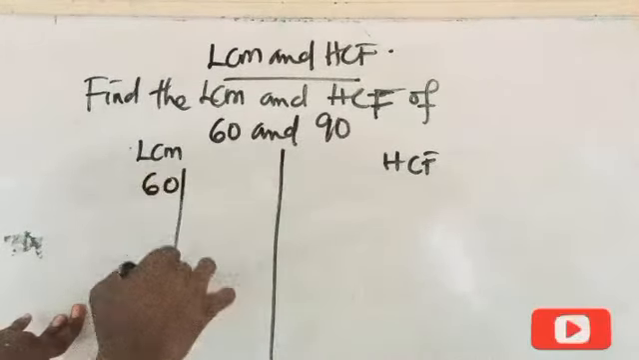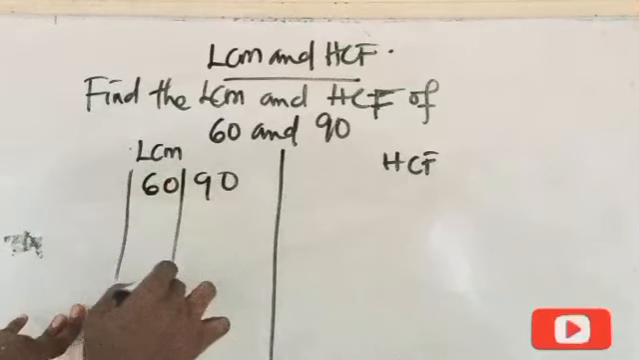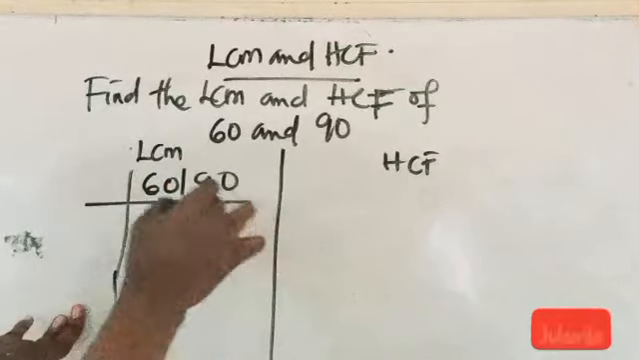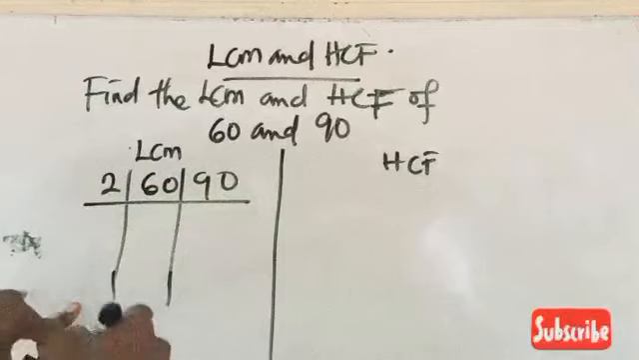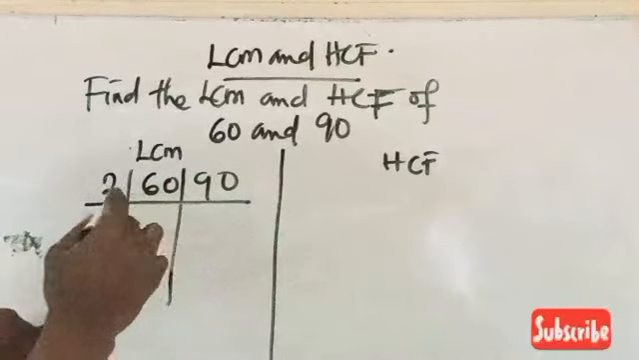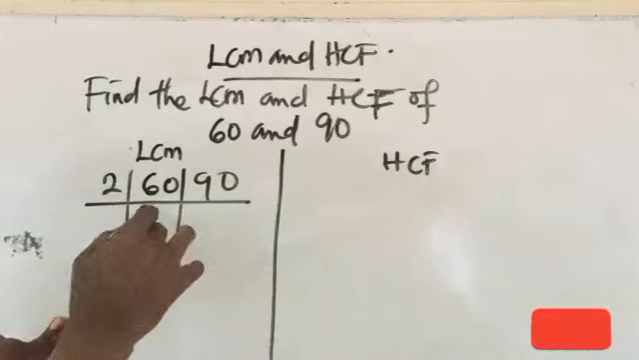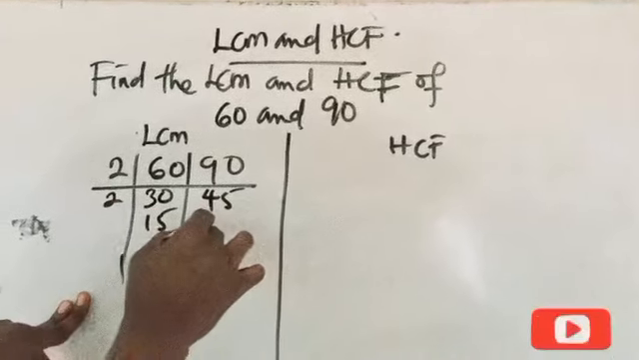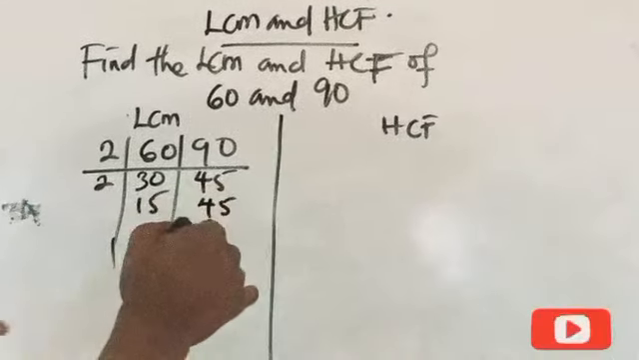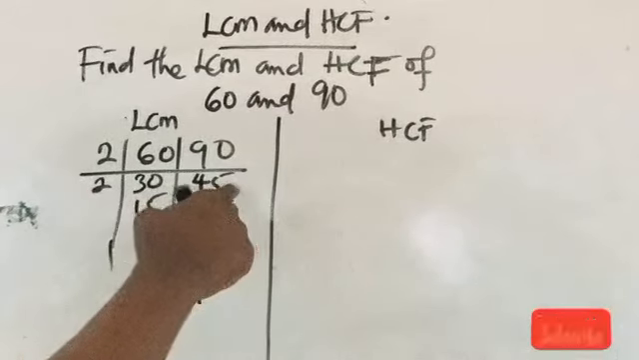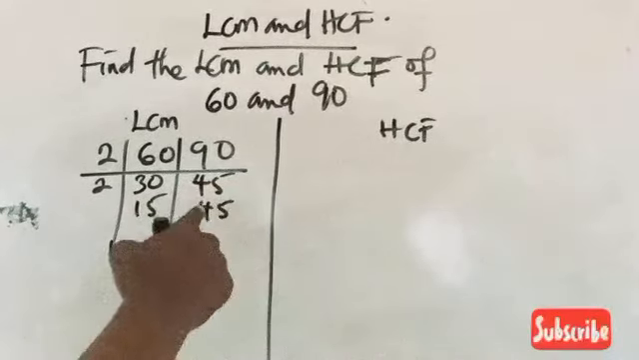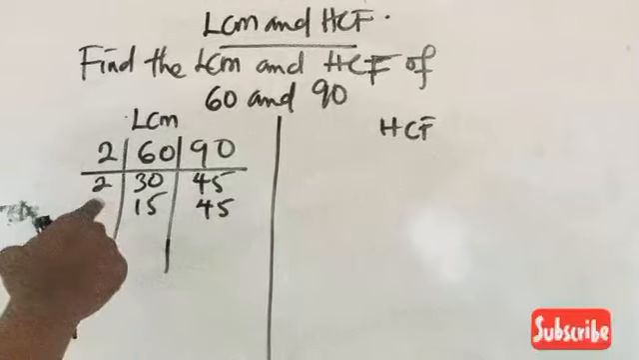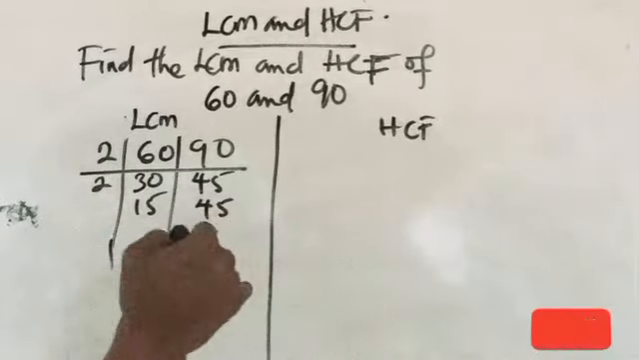Sorry, I'll write my 60, I'll write my 90. I'm going to rush it since we have the previous knowledge. So my LCM of 60 and 90: 60 divided by 2 is 30, and here is 45. This is 15, and here will still give me 45, because 2 cannot successfully divide 45. So I'll still write my 45.